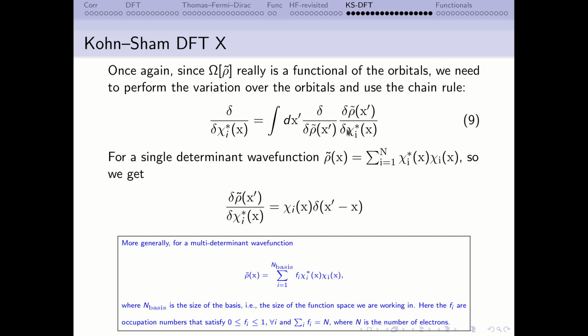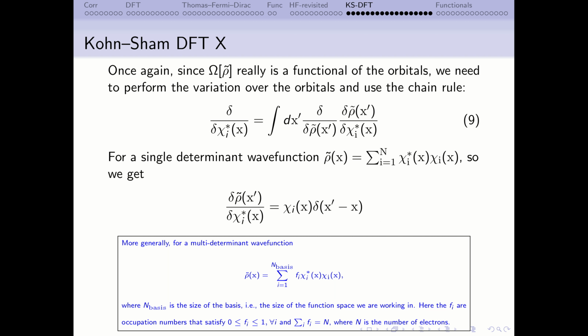The last term in here, which we'll see quite often, the variation of rho tilde with respect to chi I star, is given simply by chi I x times the Dirac delta of x prime minus x. Now we've seen this before. I've shown you how this arises in the useful results tutorial, so please have a look at that.